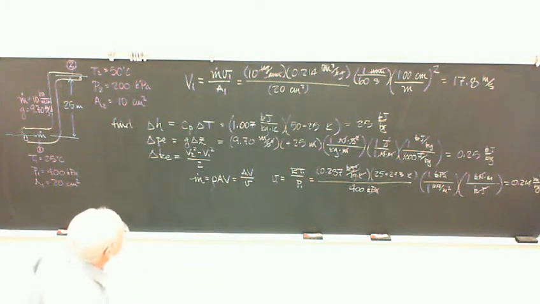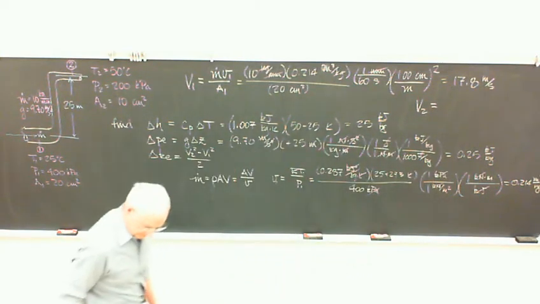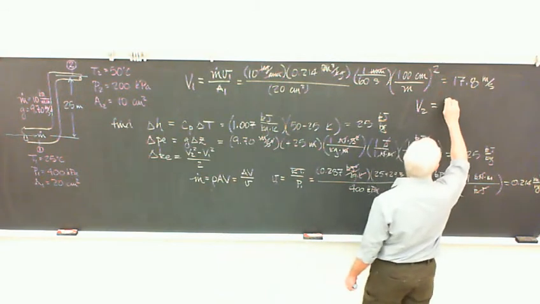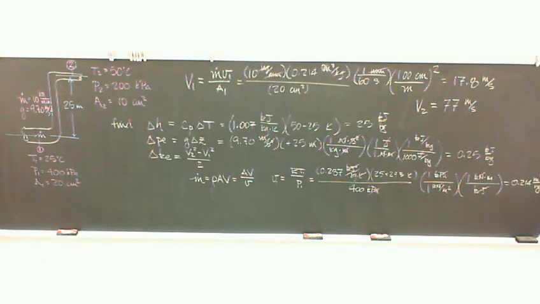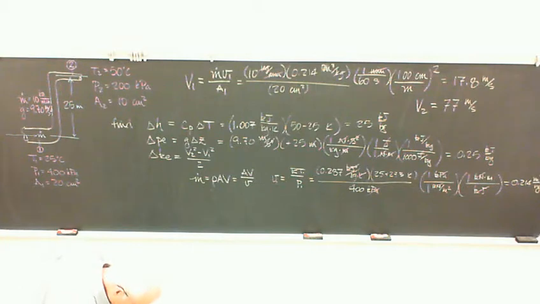17.8. And the same business done at state 2. You should get 77 meters per second. So that's a combination not just of the restricted flow area, but the warmer temperature, lower pressure. It's going to give it a much bigger specific volume. And so it's going to be pushing through there a lot faster. The mass that goes in comes out, but that's not true with the volume, not with a compressible substance like air.